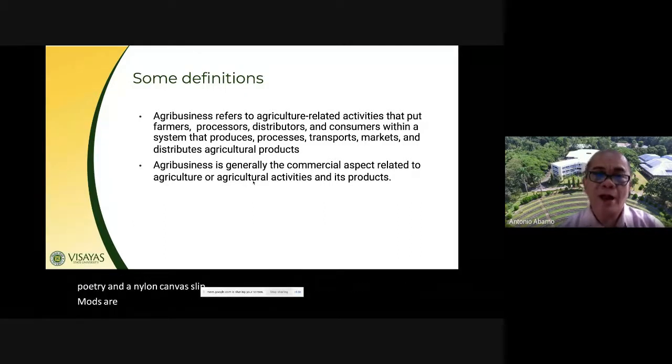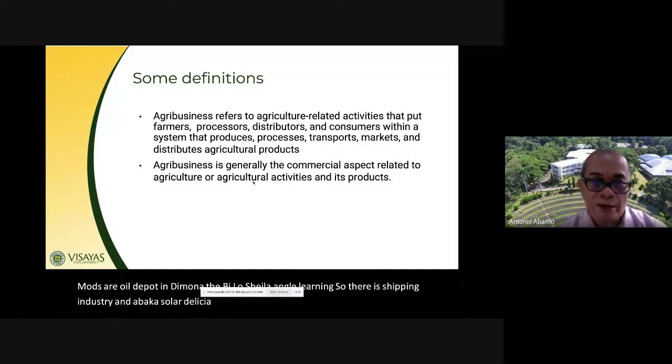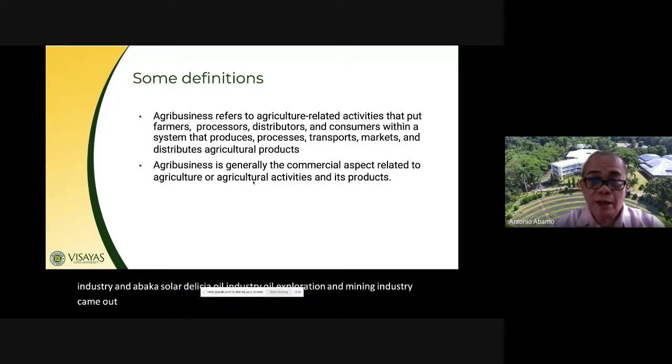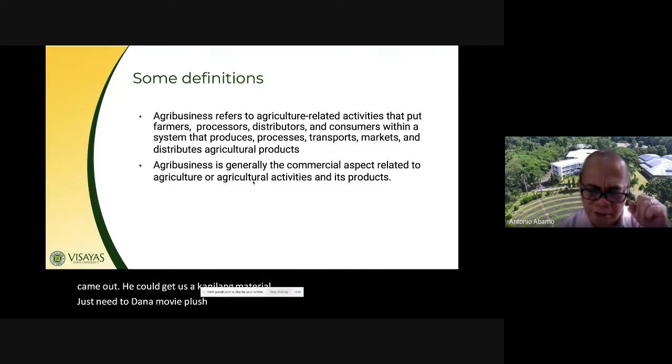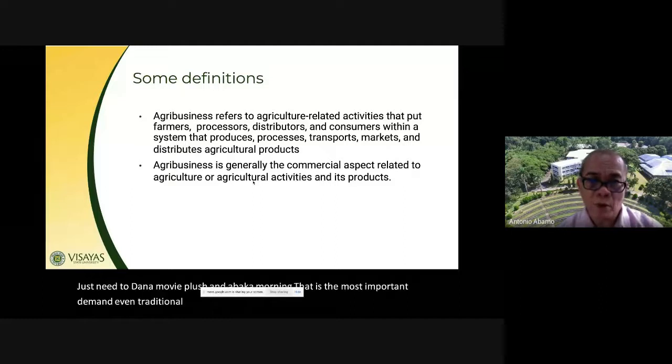Di pwede, mao na nagbaylo sila ang nylon ning so the shipping industry, ang abaca sulod ning sa oil industry, oil exploration and mining industry. Kay mao inighikot dito sa kanang ilang mga drill, mga unsa pa na ilang mga makinaryas dito, di na mo hiplos ang abaca. Mao nang that is the most important demand, even traditional demand sa abaca karon. Mao nang we still enjoy dominance in the abaca industry globally this time.